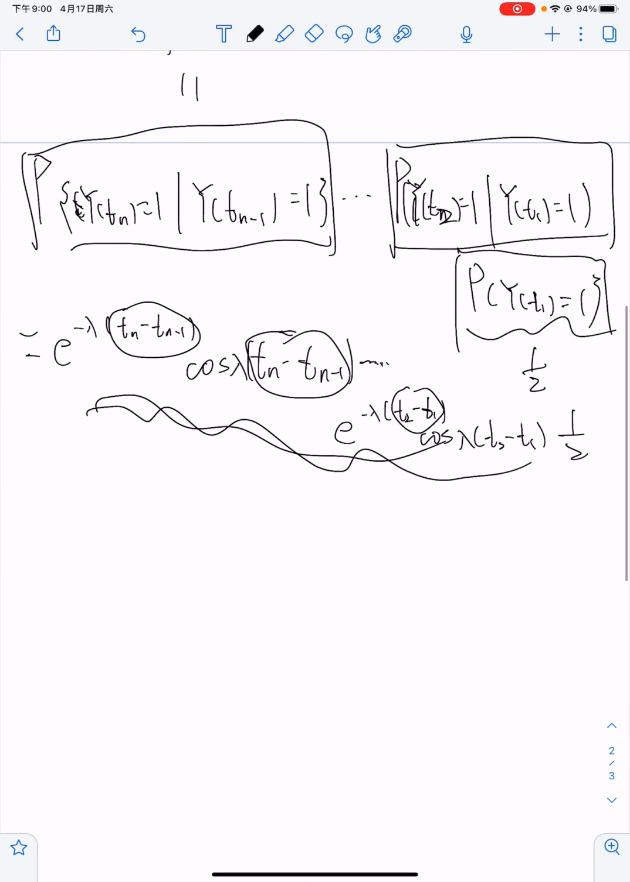In other words, this random telephone signal is a strict sense stationary process.